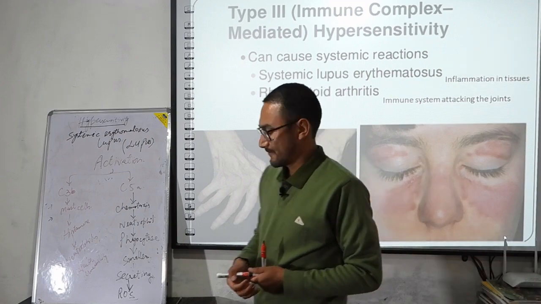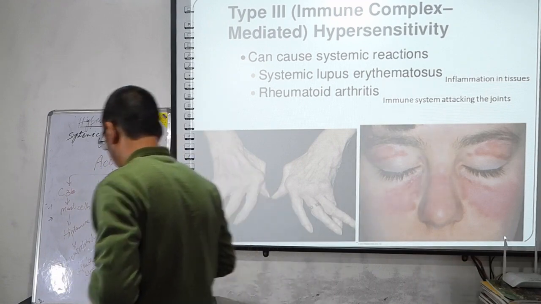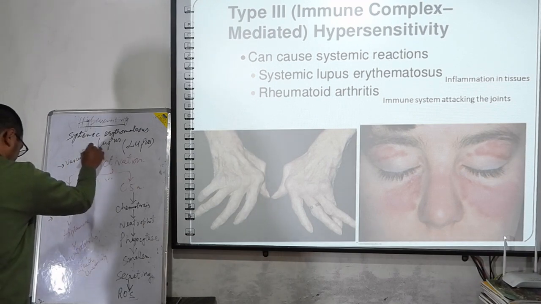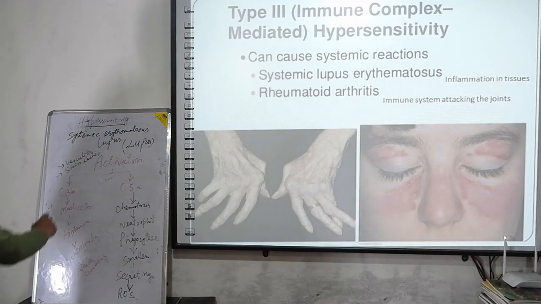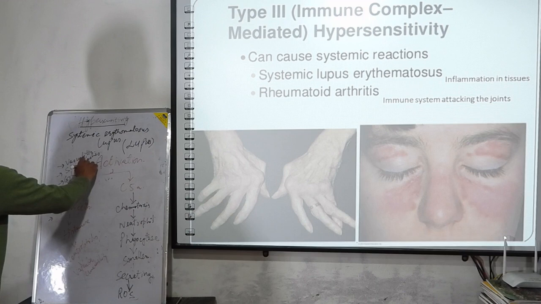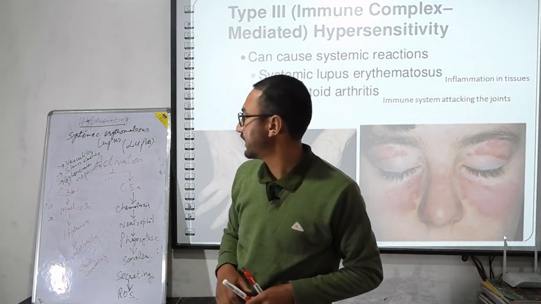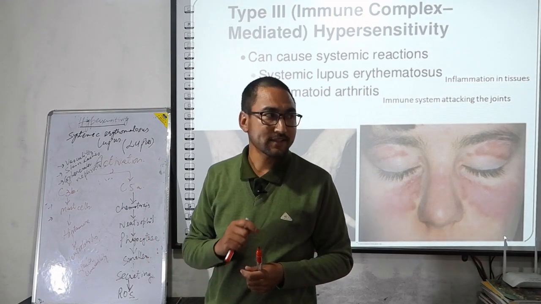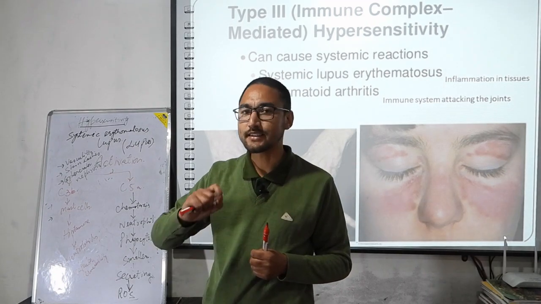Now, how the manifestation of this disease takes place, it can be like you have vasculitis, you have skin rashes, and you have glomerular nephritis. So vasculitis, skin rashes, and glomerular nephritis are the three main manifestations of SLE, or systemic lupus erythematosus.